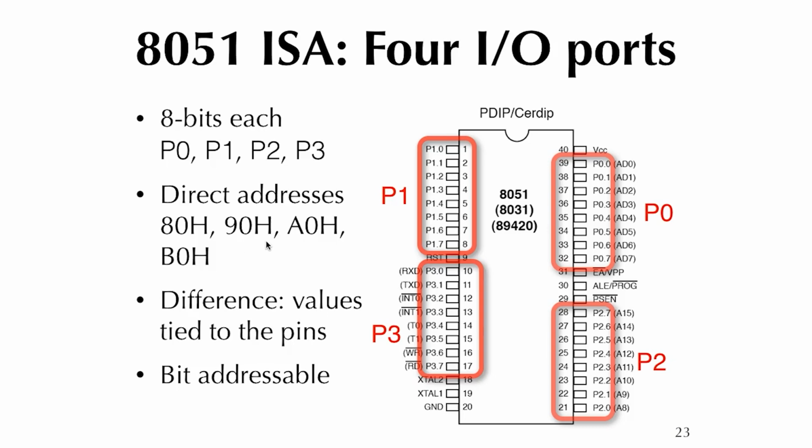As direct address. Either one is okay. You can do the symbolic name or address name. It's okay. Now, these are also bit addressable. So you see the names P1, you can do P1.0, P1.1, P1.2, and so forth. So you can do 8 bits at a time or 1 bit at a time.